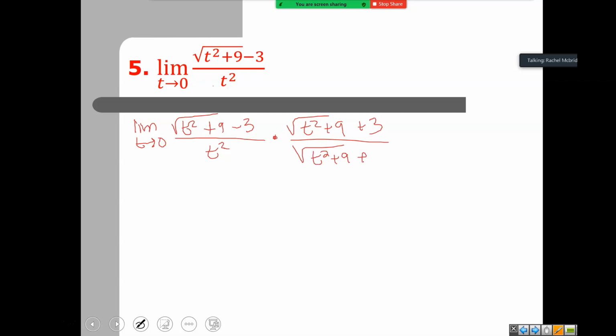Never, ever mess with your denominator. Unless you can cancel the numerator, we always keep the denominator what it is. So you get t squared plus 9 squared, the first term, minus the last term squared, so 3 squared is 9, over t squared times the complex conjugate, t squared plus 9 plus 3.